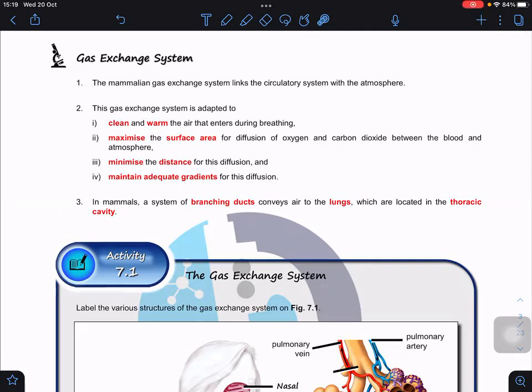Yeah, why do we need to clean the air? So the air that enters, if we don't clean it, for example the dust, the pollens, those items that enter into our lung are going to deposit inside our lung. If this dust is deposited inside our lung, then it's going to decrease the efficiency of the lung to carry out gas exchange. Are you clear? Okay, so it's something like your aircon system, right? You have the filter, to filter out the dust, the pollens. So the same goes for our gas exchange system. First thing, we need to clean. And why do we want to warm the air?